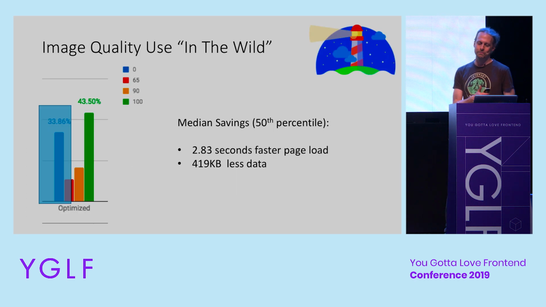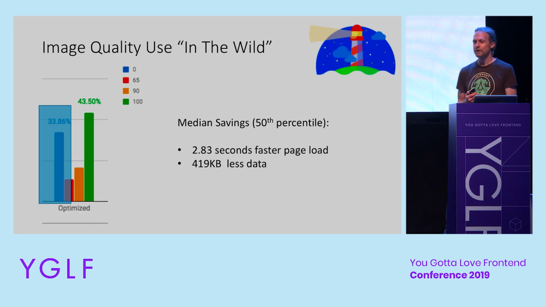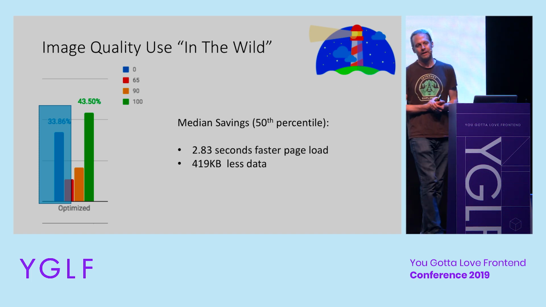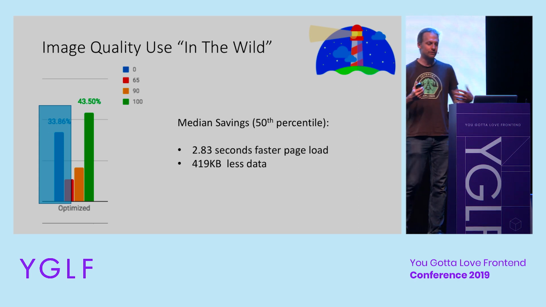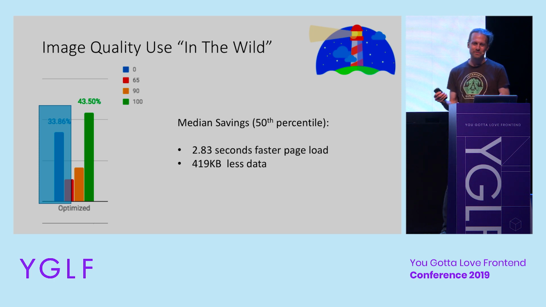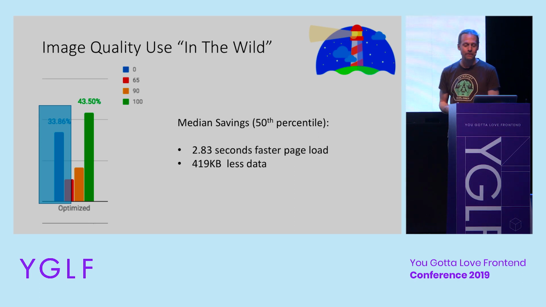I can see what the 50th percentile website would be. It would be 2.8 seconds faster and use 420K less data, right? So if we can make a web page on mobile load 2.8 seconds faster, that's pretty huge. But couldn't we go even better than 85%? 85% is like Google statistically finding that's a good place to be. Can we do even better than that?